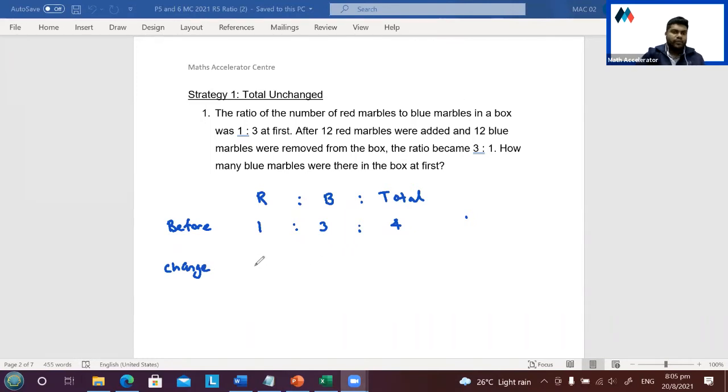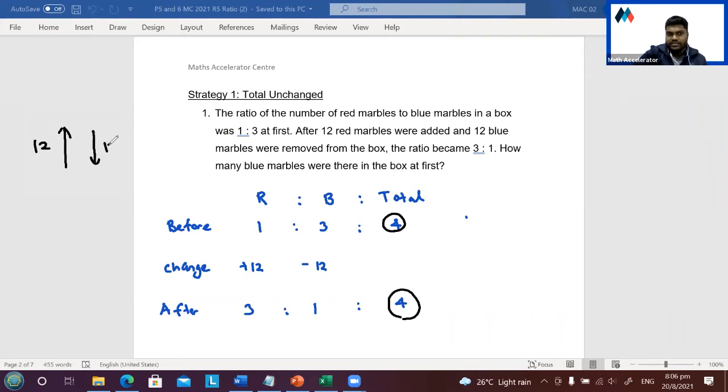Now let's talk about the change. What happened is 12 red marbles were added, so plus 12 marbles. Then for the blue, minus off the 12 marbles. After that, the red became 3 and the blue became 1. The total in this case, 3 plus 1 equals 4. This checks out nicely because at first 4, and at the end also 4. Why? Because if the gain and the loss are the same, the total at the start and the total at the end will be the same.